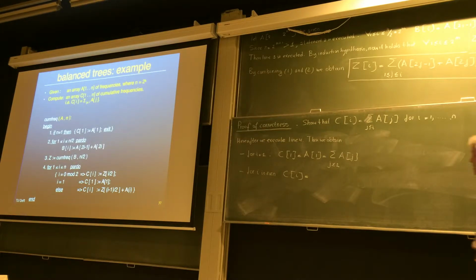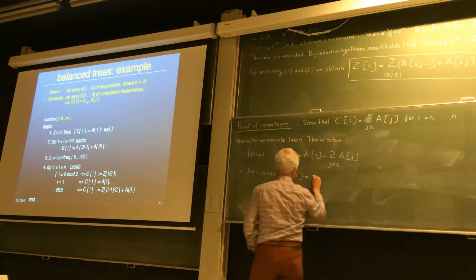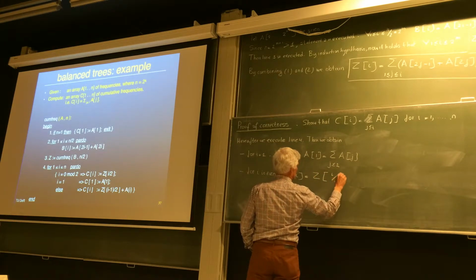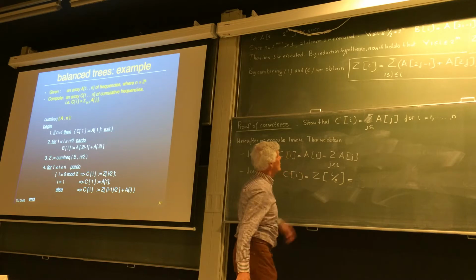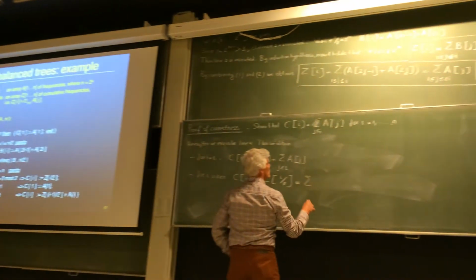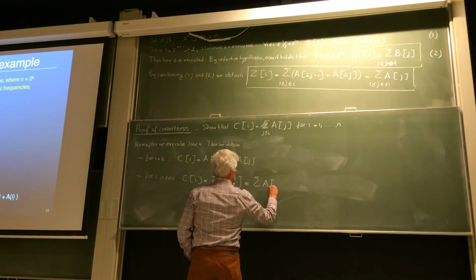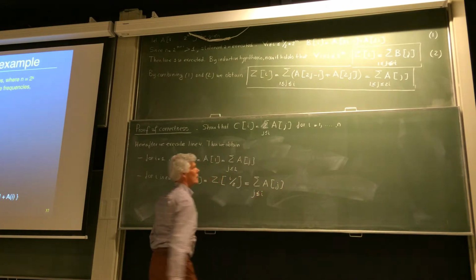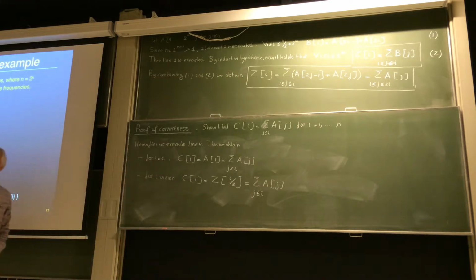So if we take, for I even, Zi divided by 2, then the correspondence here tells us that we will have all elements up to I. Yeah.